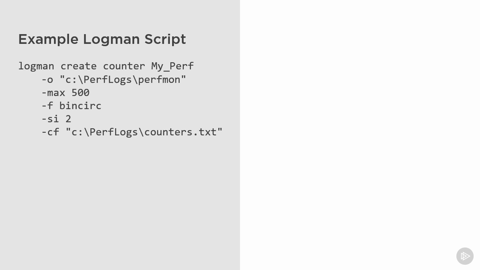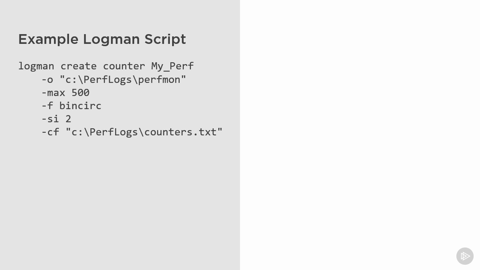So to provide you with an example of a Logman script, here we see the Logman command. It starts out logman create counter, then you give your data collector set a name like myperf. Then you can see that I'm specifying -o, or the output goes to, in this case, the C drive in a folder called perflogs, and perfmon is the start of the file name. I've specified a maximum size of 500 megabytes, and the -f gives you the format of the file. In this case, it's a binary circular file, which will result in what's known as a BLG file, a binary log file.